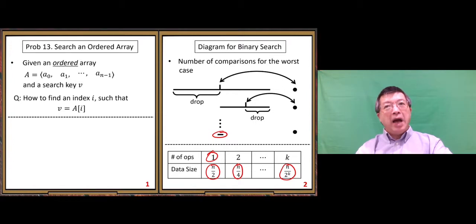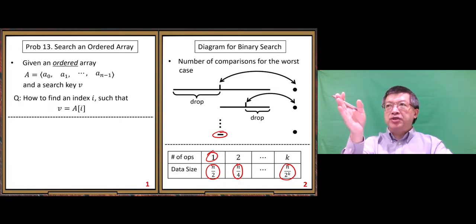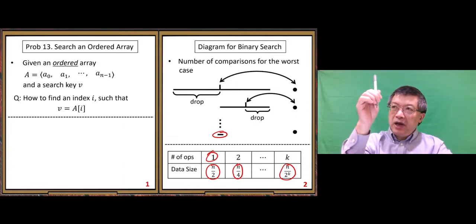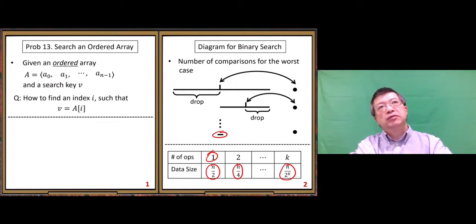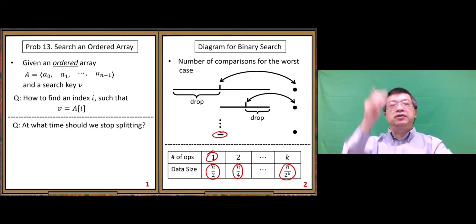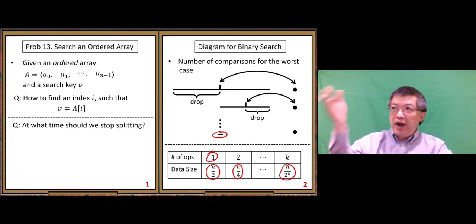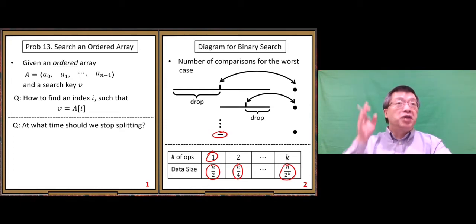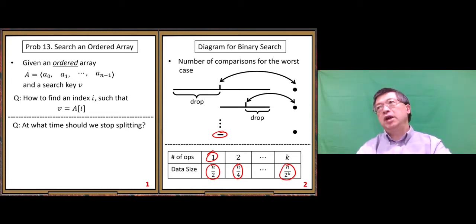Now we need to estimate what is the last comparison to get the final element left. We want to find that point. So the question, at what time should we stop splitting? Because when you reach the final element, you cannot split your current data size anymore. So we want to look at that critical point.